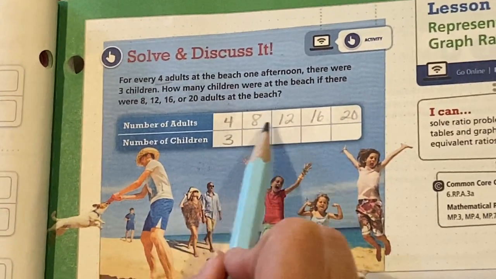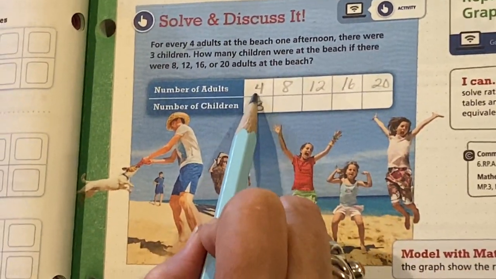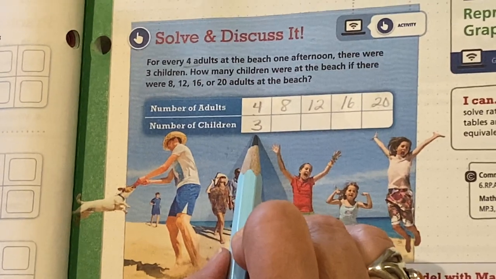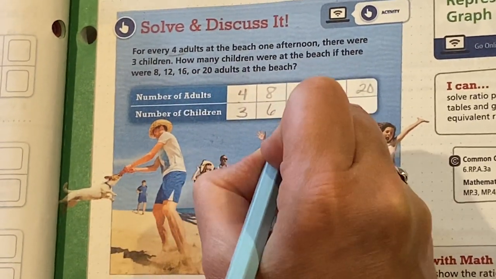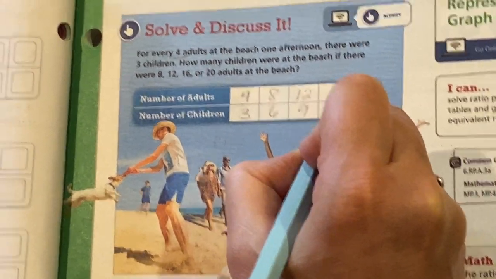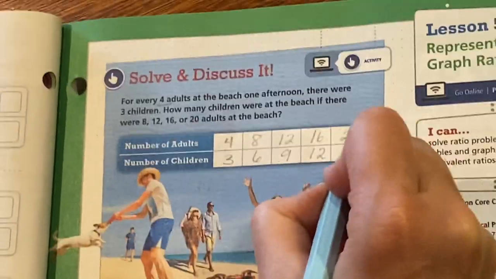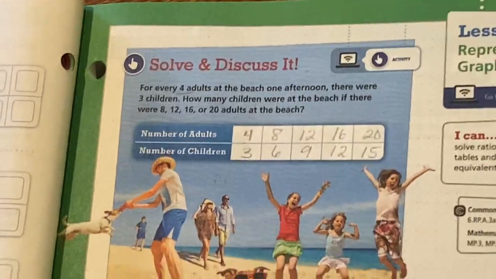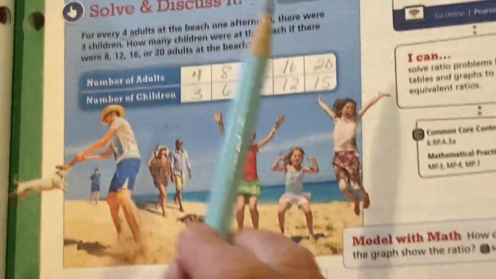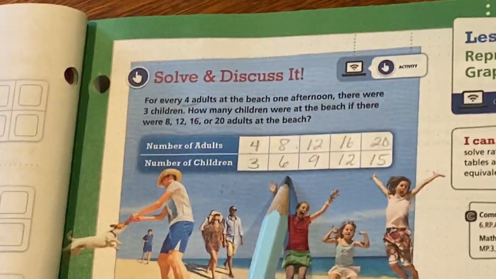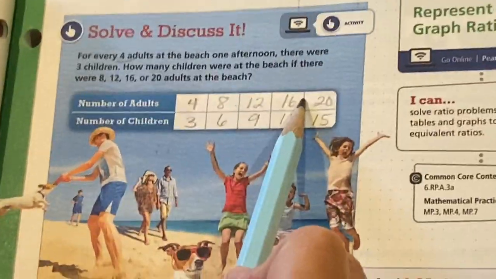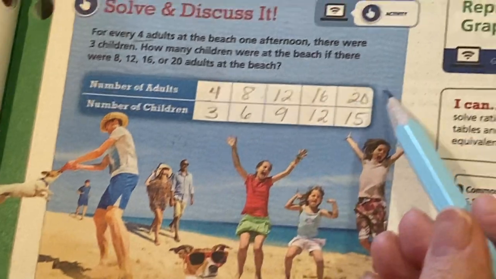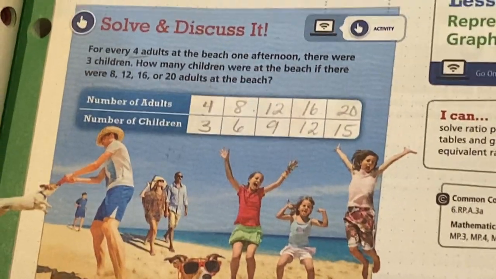So you can see we're counting by 4s because that's what we started with. So we'll do the same thing with the number of children. We'll count by 3s. 3, 6, 9, 12, 15. And now we can answer that question, right? When there were 8 adults, there were 6 kids. When there were 12 adults, there were 9 kids. When there were 16 adults, there were 12 kids. And when there were 20 adults, there were 15 kids.